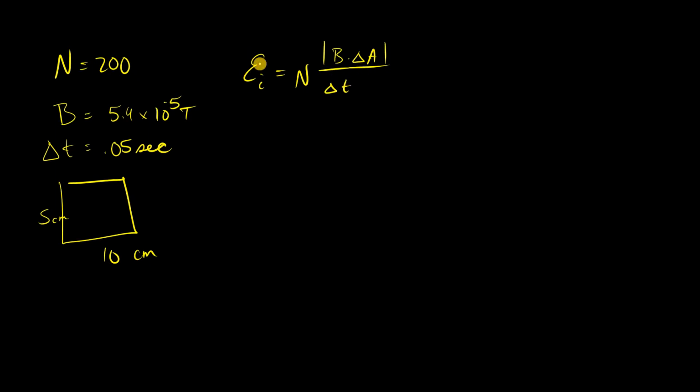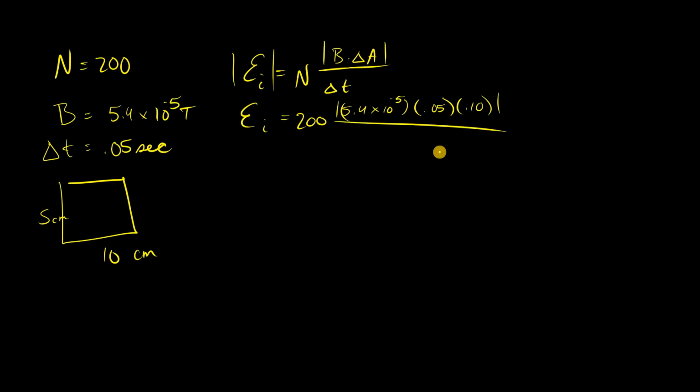By the way, this notation over here hasn't really mattered yet, we haven't run into any problems with the absolute value of this, but we're going to have a positive voltage each time. So the induced EMF is equal to the 200 turns, multiplied by the 5.4 times 10 to the negative 5th in Teslas, multiplied by the area, so we're going to take 0.05 times 0.10, that's in meters, and then we're going to take the absolute value of the numerator and divide that by the time, that's 0.05 seconds.